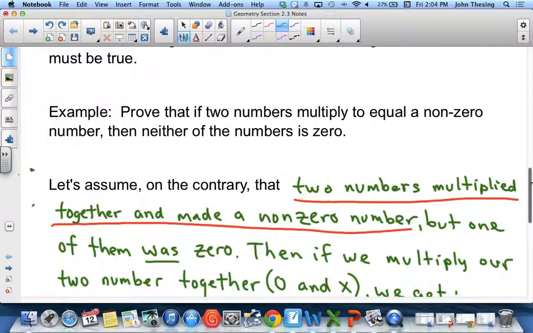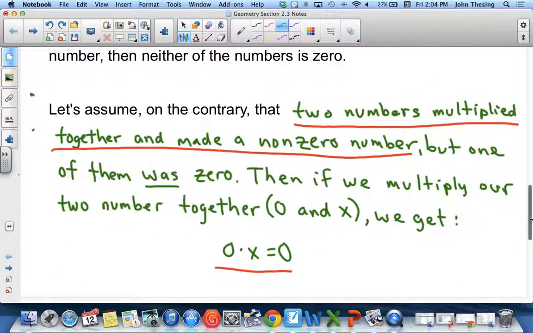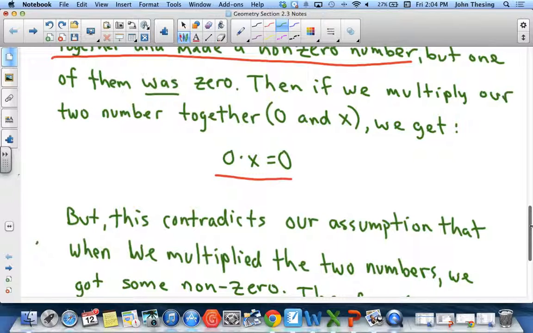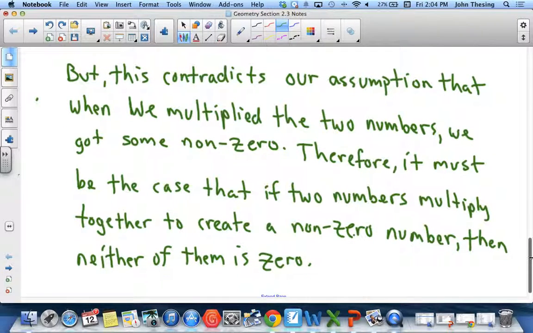She's going to say, all right, Mr. T, let's assume that you have two numbers that you multiply together, and they're non-zero, so maybe they equal 8 or something. She's like, but what you're saying, Mr. T, is that one of them is 0, or maybe both of them are 0, who knows? She says, all right, Mr. T, if we multiply your two numbers together, so one of them's 0, okay, we get 0 times x is 0. But the way that Baja wins this argument is she says, but look, Mr. T, this contradicts your assumption that when you multiply the two numbers together, you get something non-zero. That was the original assumption. Okay? And so my argument contradicts itself, which means she must be right.